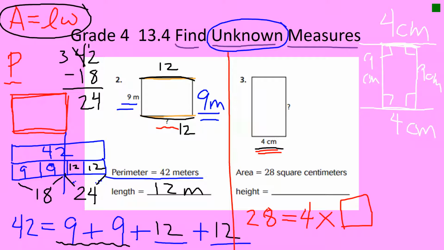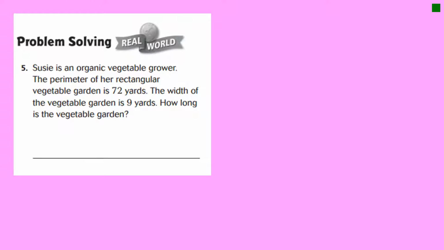Well, I know 4 times 5 is 20, right? 4 times 6 is 24. 4 times 7 is 28. Okay? So what is the height of this figure? 7 centimeters. Length times width is the area. 7 centimeters. Very nice. All right, let's keep going, boys and girls.